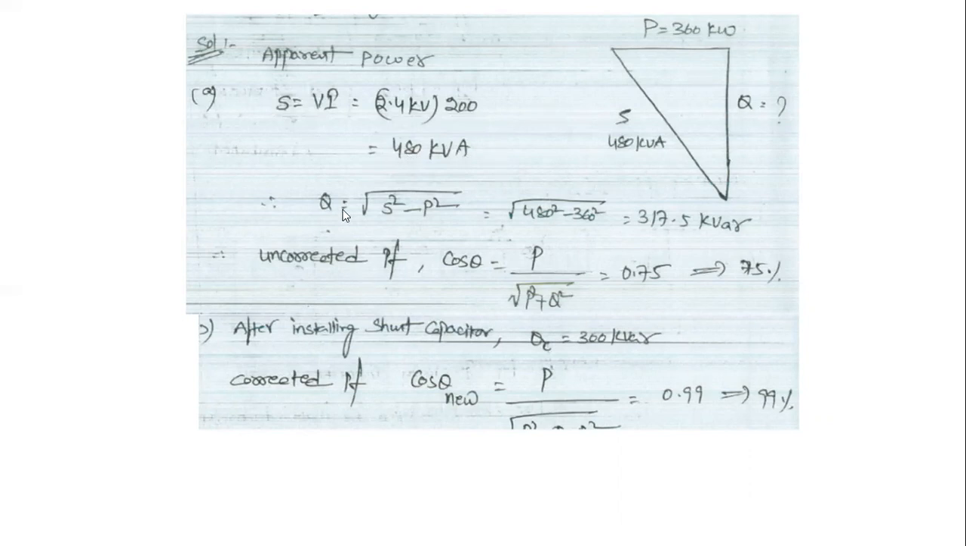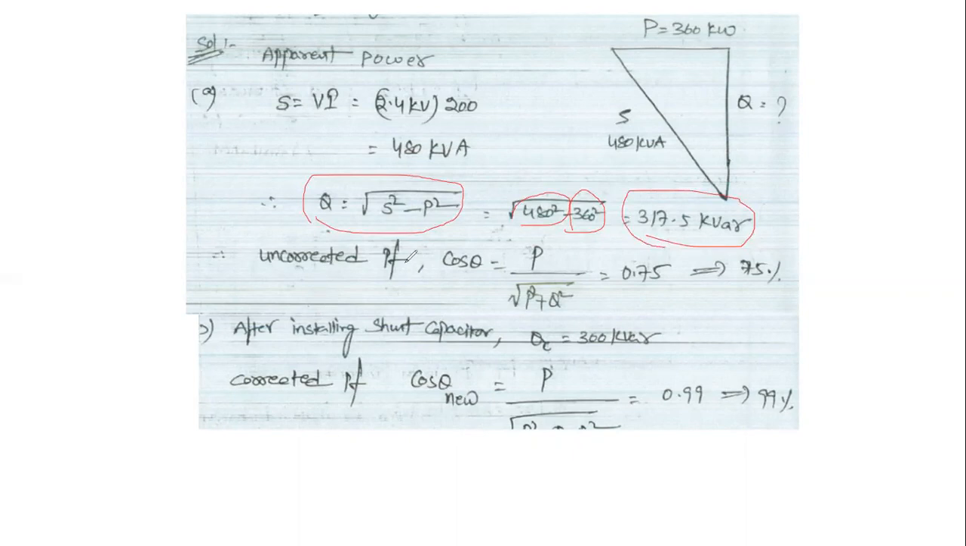After that, we calculate Q, the reactive power. What is the formula for reactive power? Q is equal to the square root of S square minus P square. Here S is the apparent power, that is 480 square, and P is the active power, that is 360 square. Then we obtain the reactive power Q. Therefore Q is equal to 317.5 kVAr.